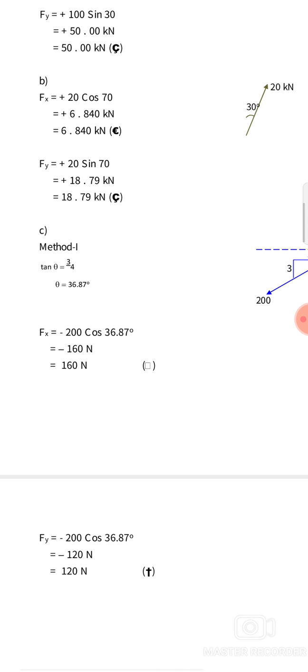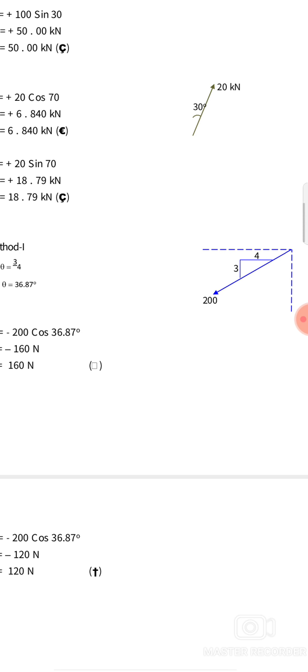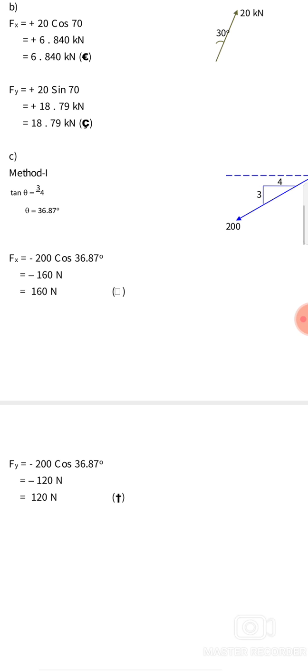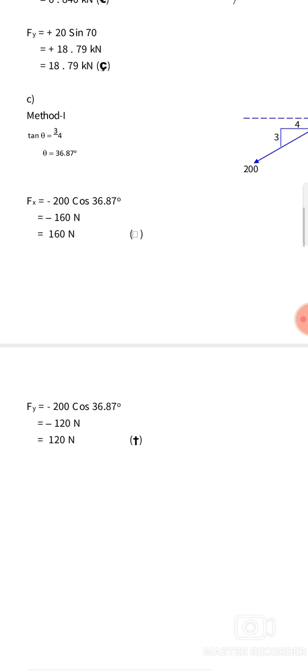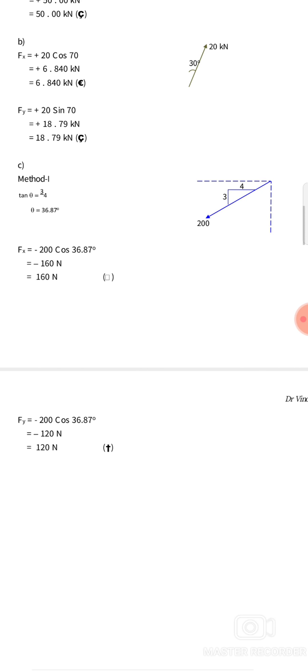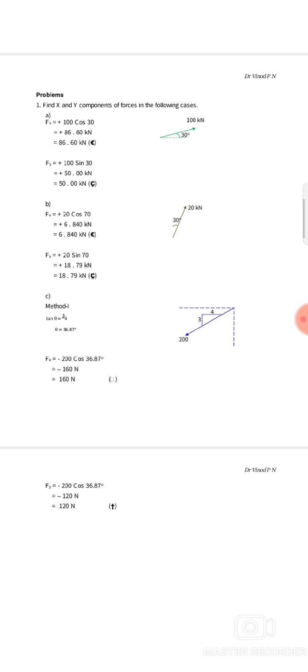Now for Fx, we can see the direction of the 200 Newton force, its line of action, horizontally left and vertically downward. So horizontally left will be minus 200 cos 36.87, which is minus 160 Newton, and Fy is minus 200 sin 36.87, which is minus 120 Newton. The minus sign indicates horizontally left and vertically downward. So this is the way to resolve the components of inclined forces into x and y components in engineering mechanics problems on system of forces.